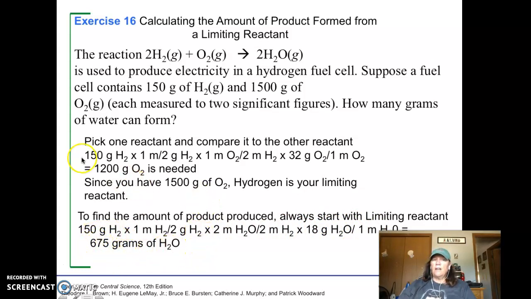So if I take 150 grams of hydrogen and 1,500 grams of oxygen, well, I'm going to waste oxygen. I'm going to have 300 grams left over. But what I'll end up with is this. Now, if I started with the 1,500 grams of oxygen, this number would be a lot larger. Basically, I'd be lying because there's no way I can produce that, because I don't run out of oxygen. I run out of hydrogen.